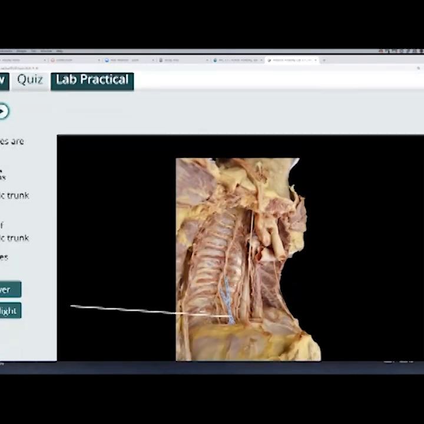What structures are highlighted? Azygous vein, sympathetic trunk, ganglia, branches of the sympathetic trunk, or the vagus nerve. So what are those? Those look like they branch off the sympathetic. Here's your sympathetic trunk, right?